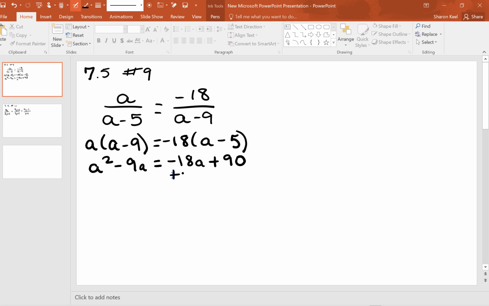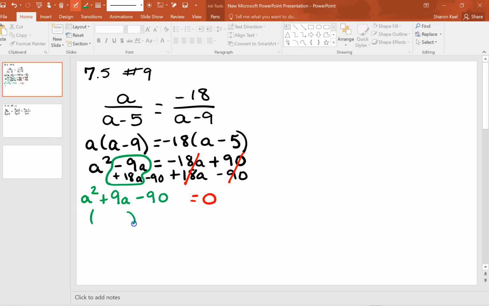I'm going to move everything to the left side so we can have this set equal to 0. So I'm going to add 18A, subtract 90. So let's change color so you can see what's happening. Here, this is canceling, this is canceling. On the right-hand side of the equation, we now have equals 0. On the left side of the equation, we bring down the A squared. When we combine these two like terms, we get a plus 9A, and then we have minus 90. This we're going to factor into two terms set equal to 0.